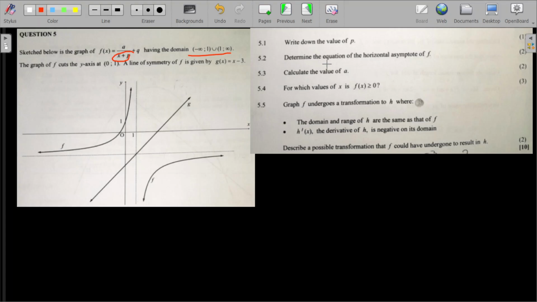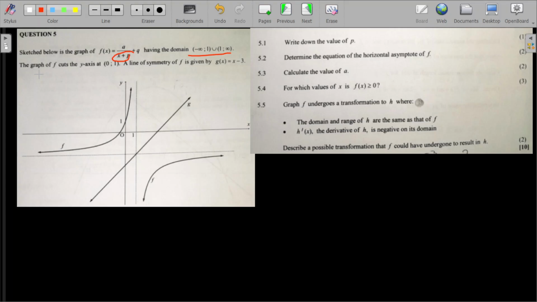Then they're asking you to write down the horizontal asymptote. Now, the horizontal asymptote is the y asymptote, which is also very, very important. They gave you the axis of symmetry. Probably you will use that one to get your horizontal asymptote. I don't know, I haven't thought much of it, but yeah, this is how things are happening.